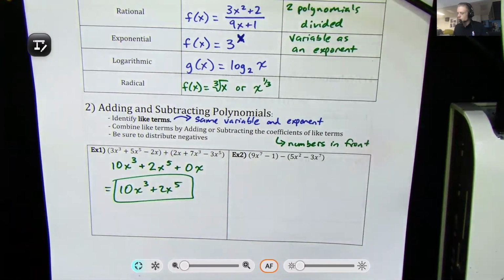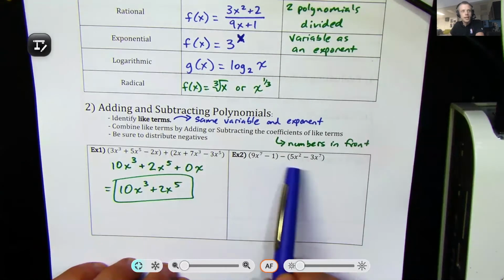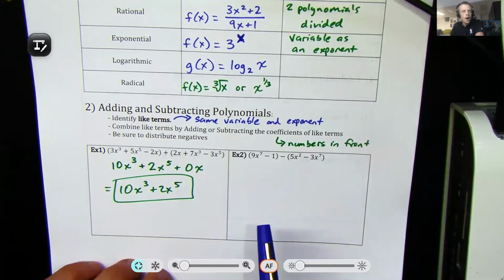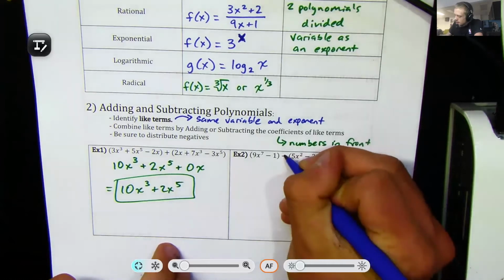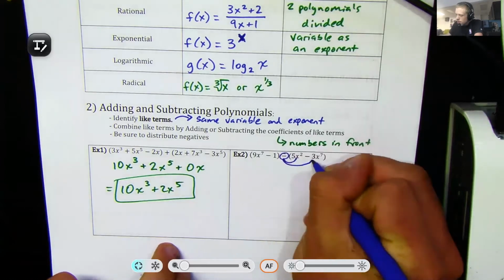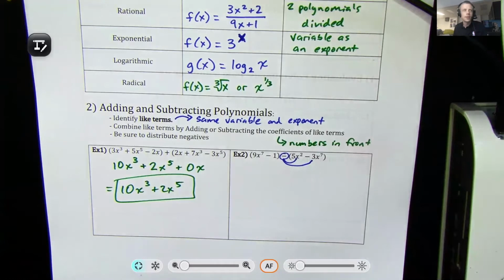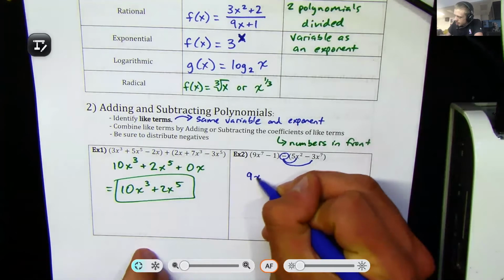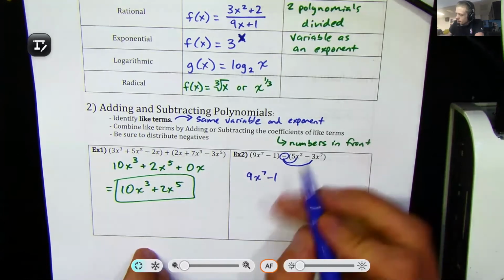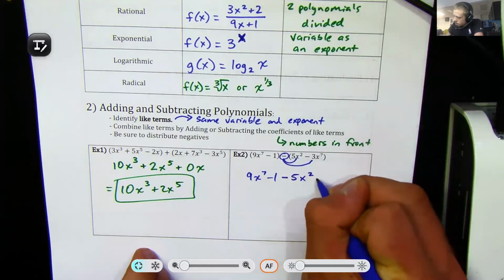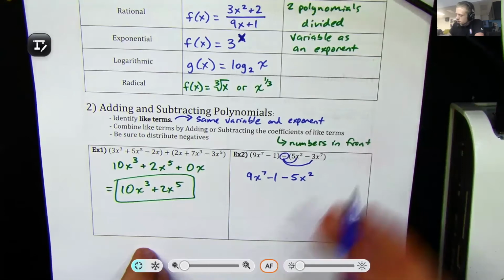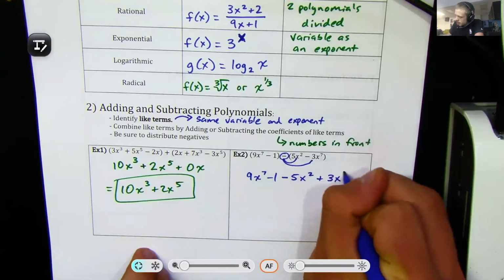So this next one, we are taking this polynomial and subtracting another polynomial. What I want to do first here is distribute the negative. What that means is I'm going to take this negative here, and I will distribute it to each piece inside of that parentheses. Don't forget to do this. So I'm going to rewrite this first as 9x to the 7th minus 1. When I distribute that negative, I'm going to have minus 5x squared plus, remember, a negative and a negative cancels out, so I get plus 3x to the 7th.